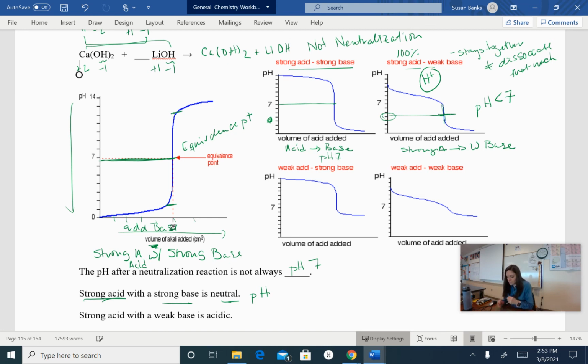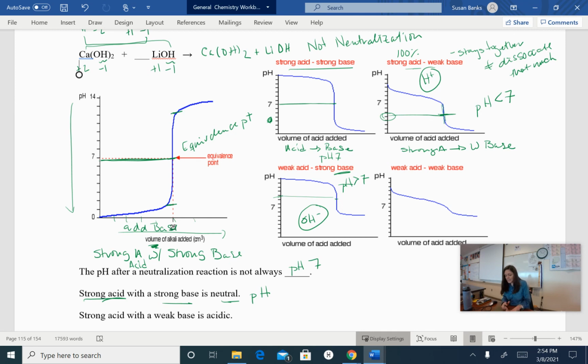Okay? So what happens when we have a weak acid with a strong base? Okay? So look at the midway of this equivalence point is right about here. Our pH is greater than 7. So our equivalence point is in the basic range because that strong base is going to be overpowering to that acid. So that means we're going to have a whole lot of extra hydroxides out in solution. So it's going to neutralize in a basic range.